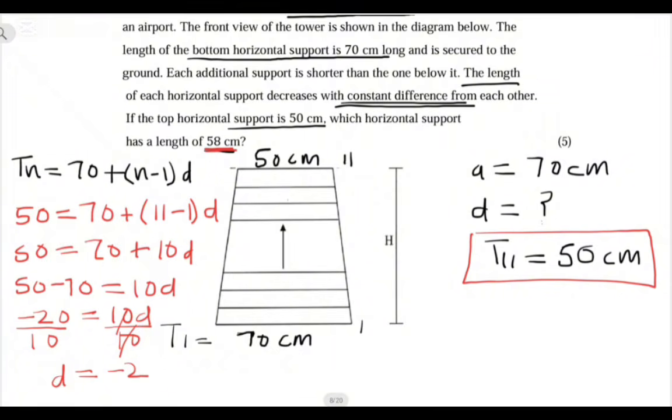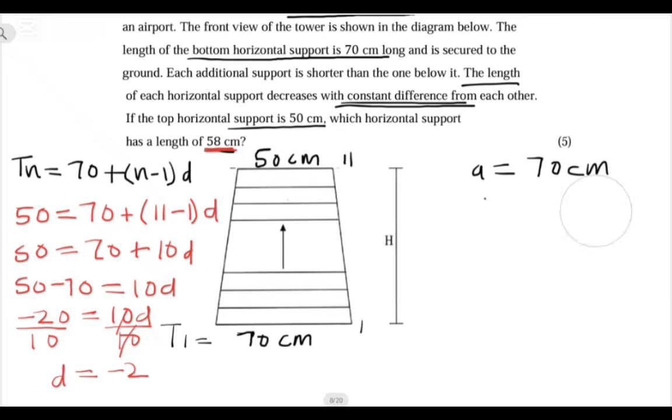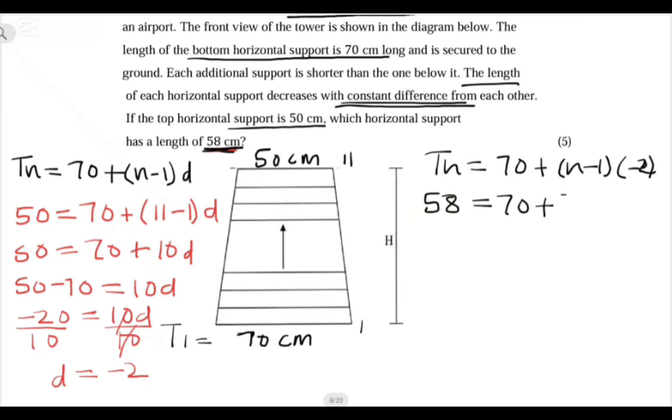So now we do have the difference. We do have the first term. It means now we can rewrite our new equation. So our new equation is going to be Tn equals, the first term is 70 plus n minus 1, and the difference is negative 2. Just like that. Perfect. So we're looking for which horizontal support is going to be equal to 58. So we're going to write 58 there, and 70 plus n minus 1 times negative 2. So we're going to take 70 to the other side.